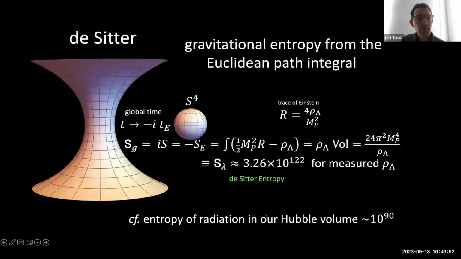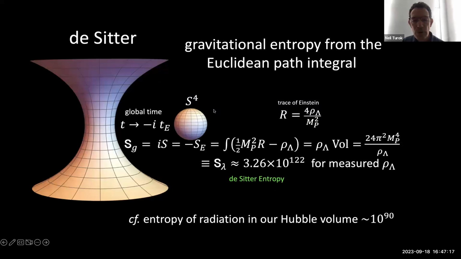So the only case in cosmology that was studied prior to our work was de Sitter. And the way this was done was just to analytically continue global time to imaginary values. The de Sitter geometry is a saddle point of the Einstein-lambda action. And when you analytically continue de Sitter, you get a four-sphere.